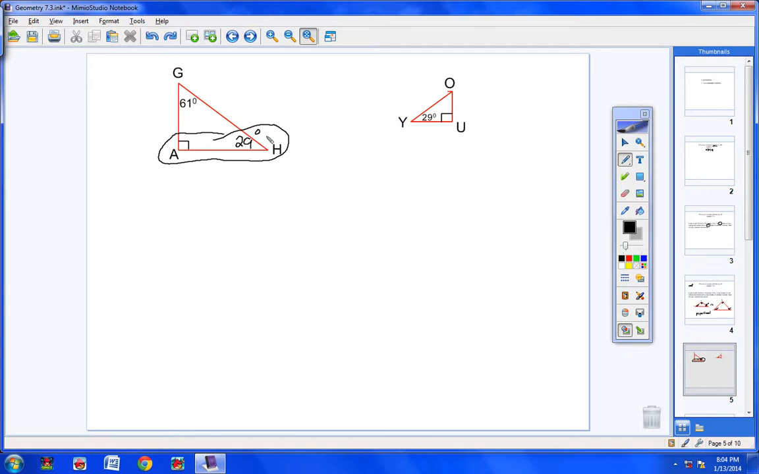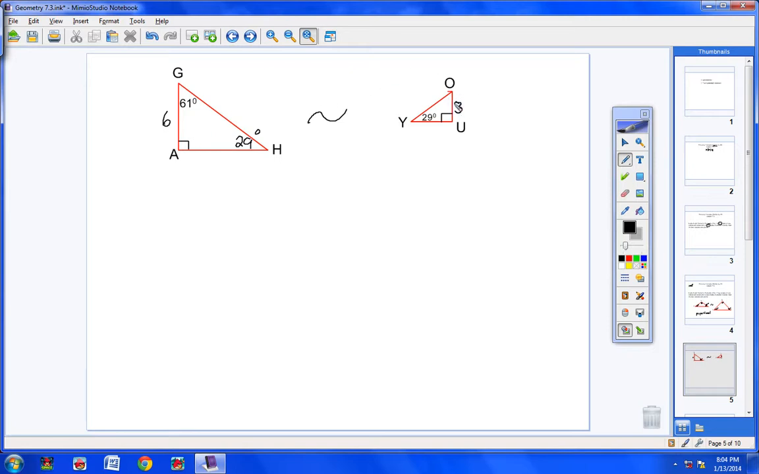These two angles right here, 90 and 29, are congruent to these two angles right here, 90 and 29. Are they not? 90 is congruent to 90, 29 is congruent to 29. So are these two triangles similar? Yes, most definitely. Now that I know that they're similar, let's pretend for a second that I put a number here like 6 and a number over here like 3.